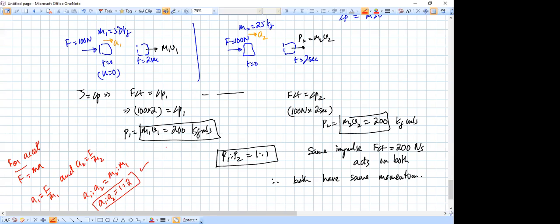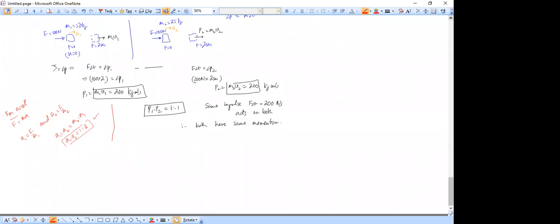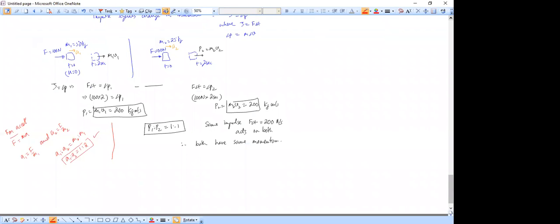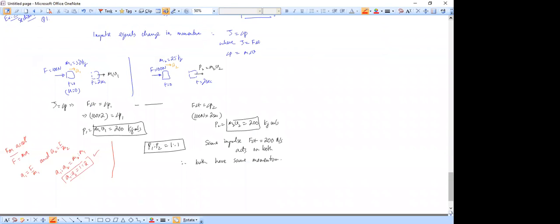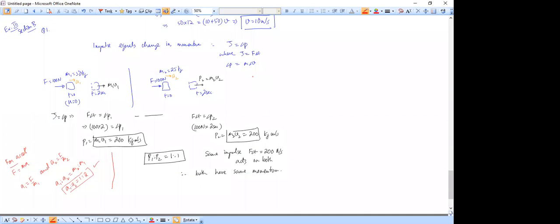I mean, this question should have been orally clear only. But okay, I'll give you some time to write this down. This is a very straightforward question, but this is one concept you are using, that impulse is equal to change in momentum. And other than that, you are using Newton's second law, that net force is equal to mass into acceleration.